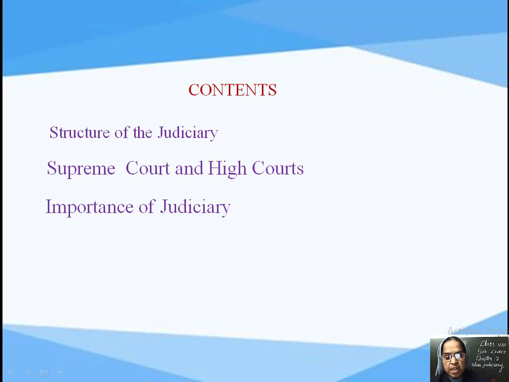This chapter consists of the following topics: structure of the judiciary, Supreme Court and High Courts, importance of judiciary.